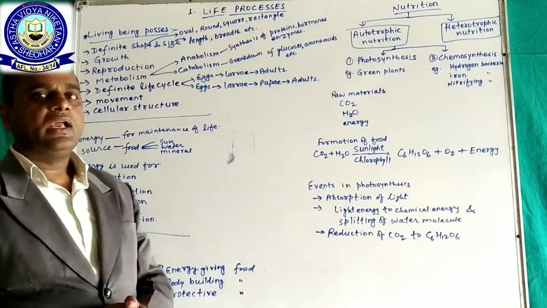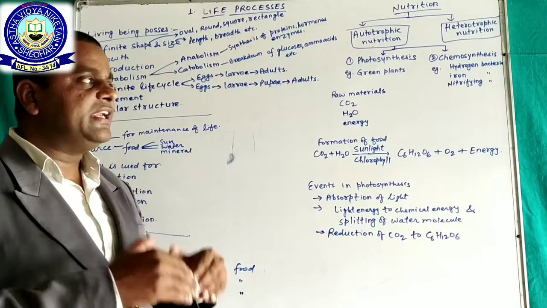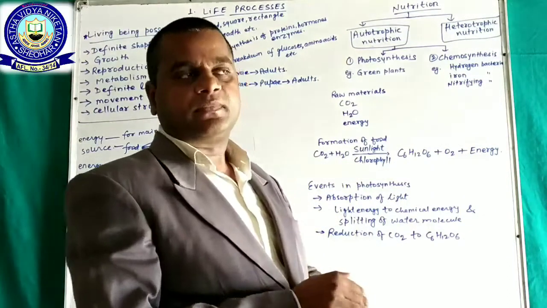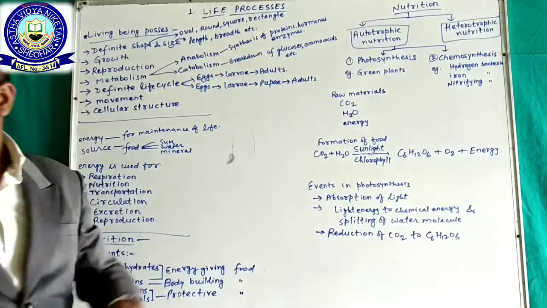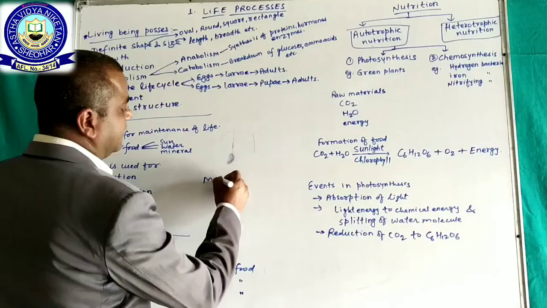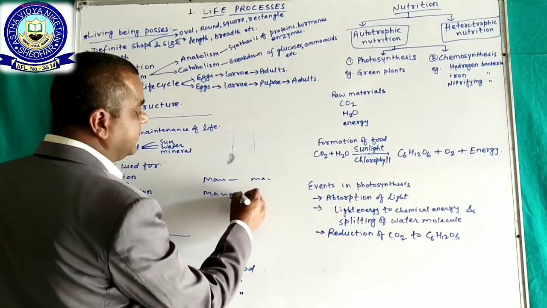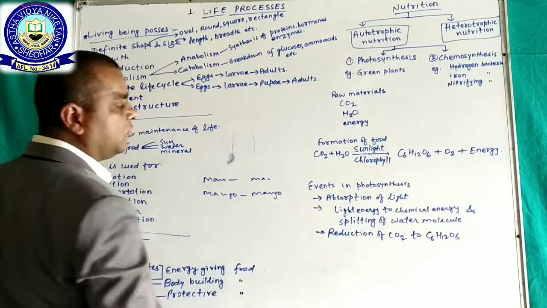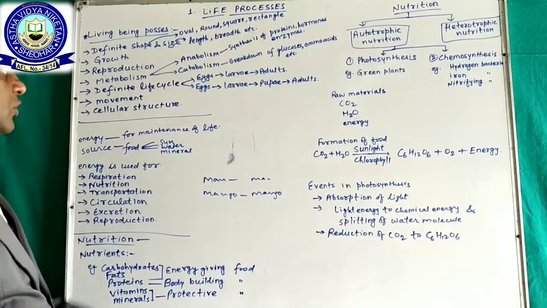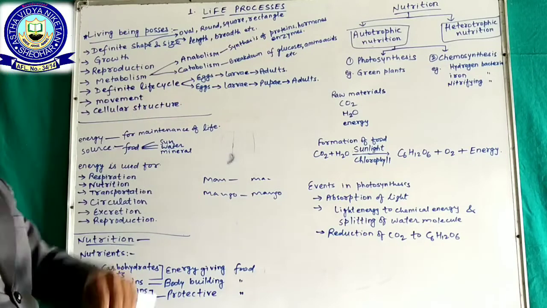Reproduction. In reproduction, every organism gives birth to children like itself. Means if a man, a child becomes a man; in plants, a mango becomes a mango. In this way reproduction occurs. So all these are possessed by living organisms, and changes occur.